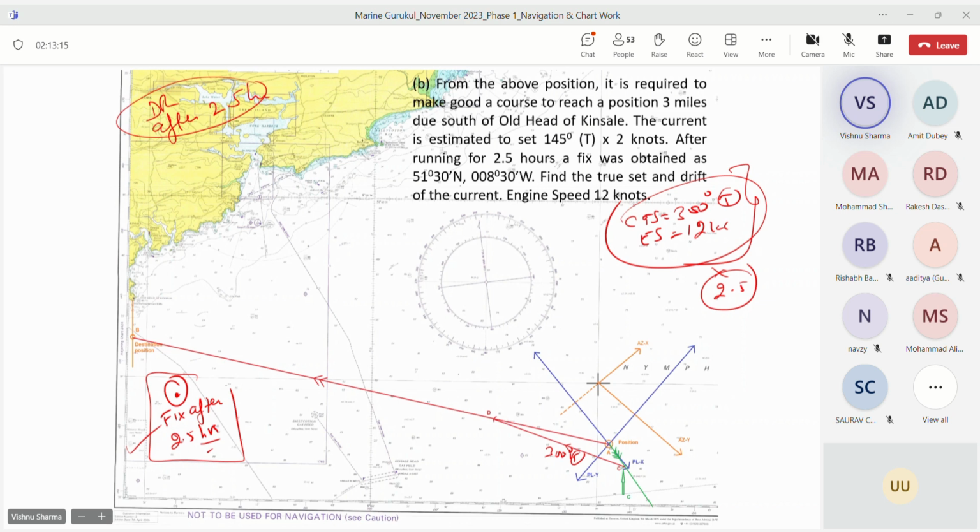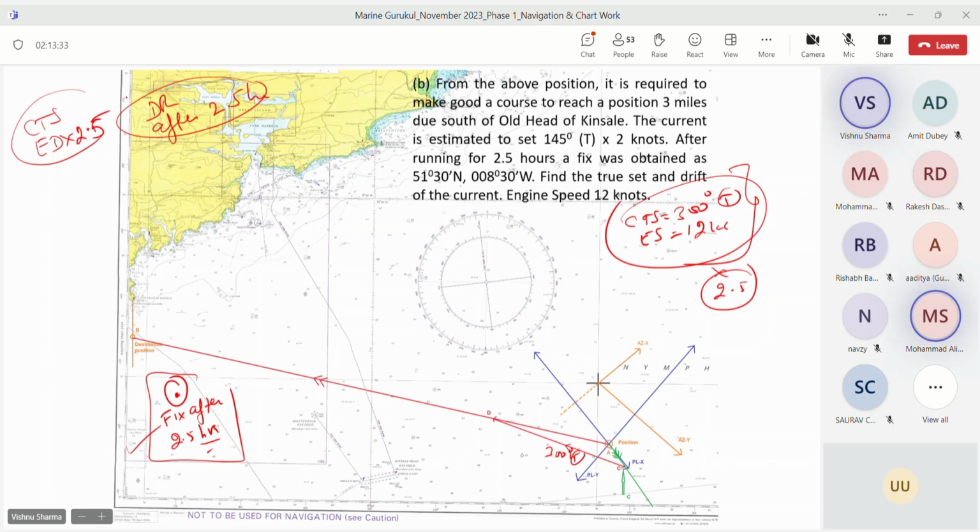Now you tell me, look at the plot. Only focus on DR. How can I get DR after 2.5 hours? In the DR, you have to factor the CTS and engine distance for 2.5 hours. Now, how can I get the DR? Tell me.